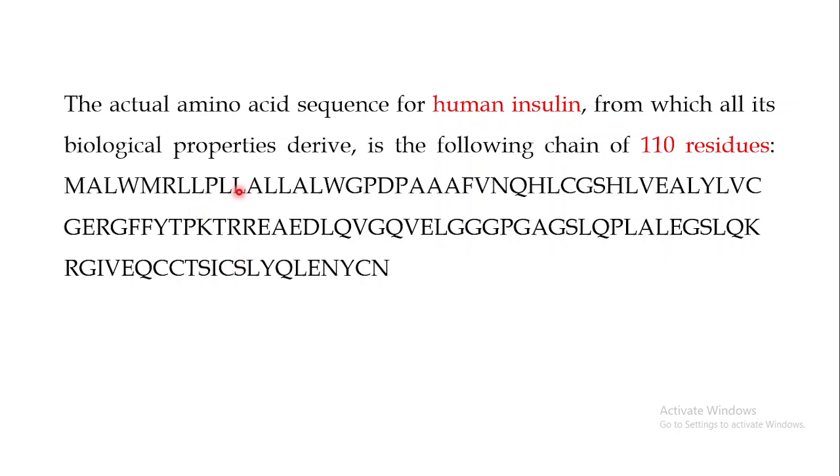So the number of amino acids will always remain 110, and this will be the sequence that is required for the proper functioning of insulin. If you manipulate the number of residues or the sequence of the amino acids, that is going to lead to a non-functional insulin. So this is the 110 amino acids represented by their single letter codes.